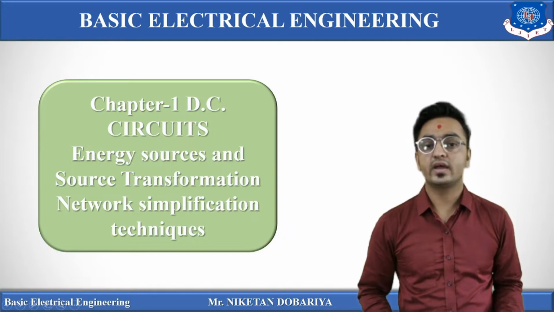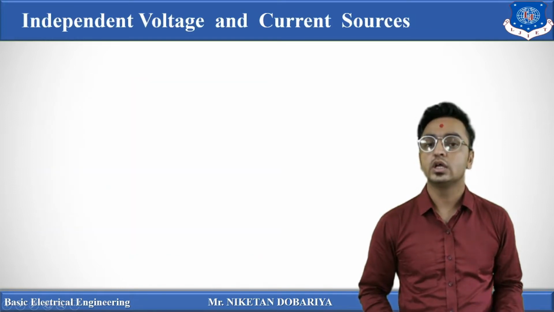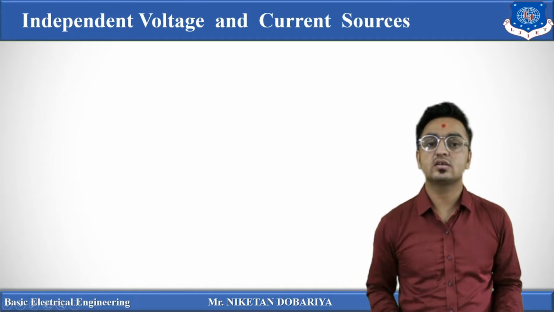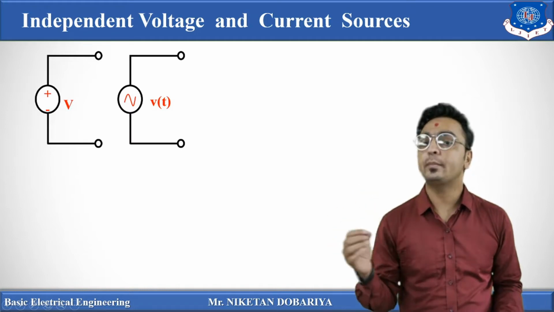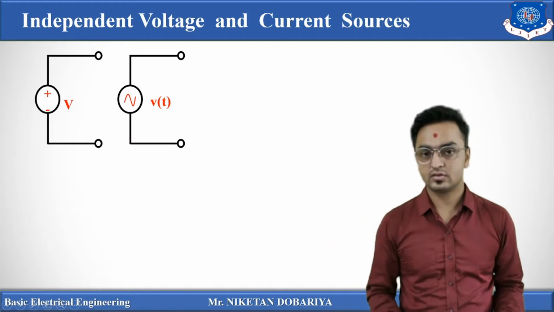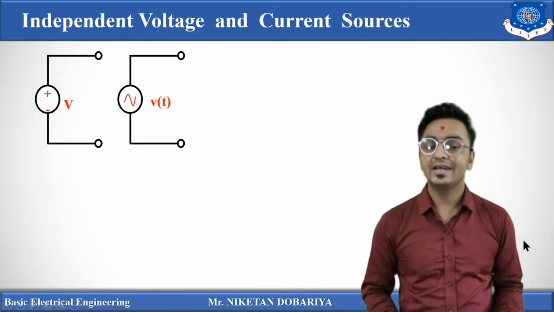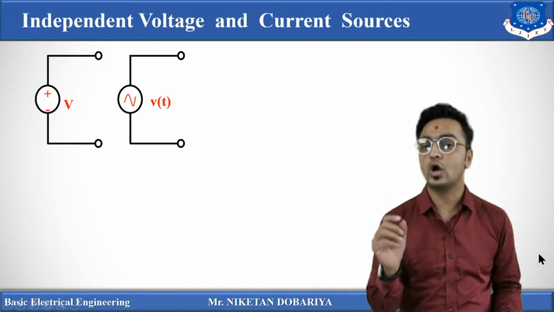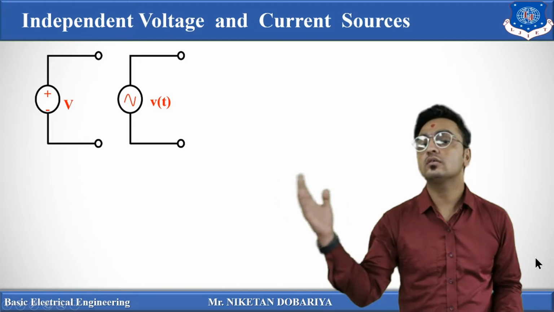Let's start with the various electrical energy sources, beginning with independent voltage sources and current sources. These are the symbols of independent voltage sources. First of all, what is an independent source? An independent source means the value or output of that source doesn't depend on any other factors.